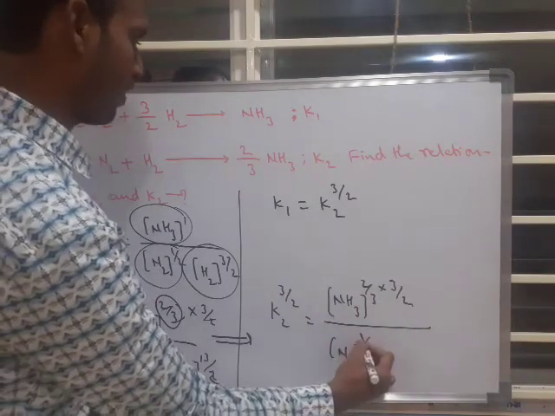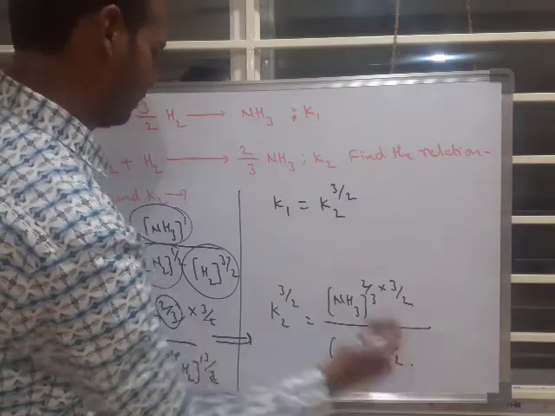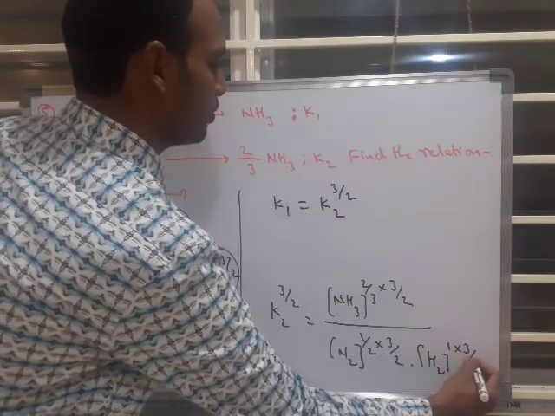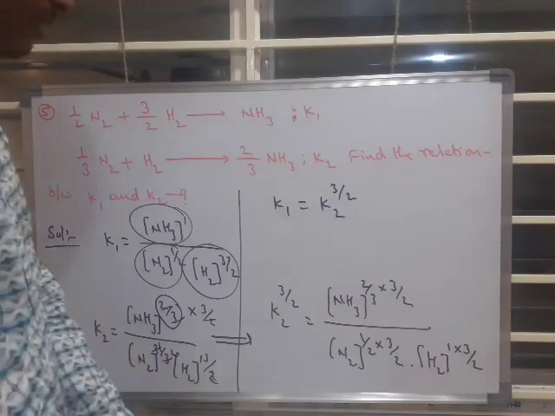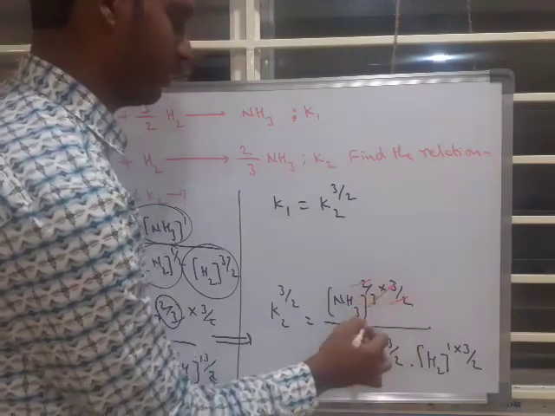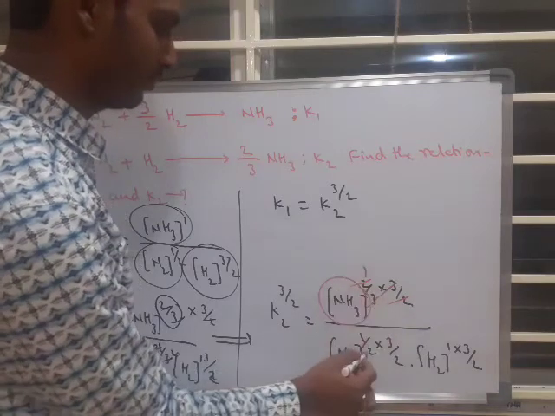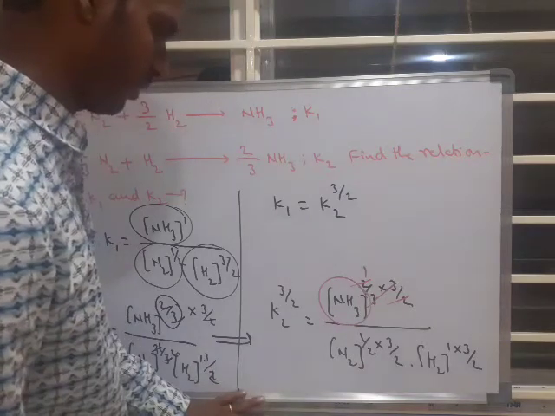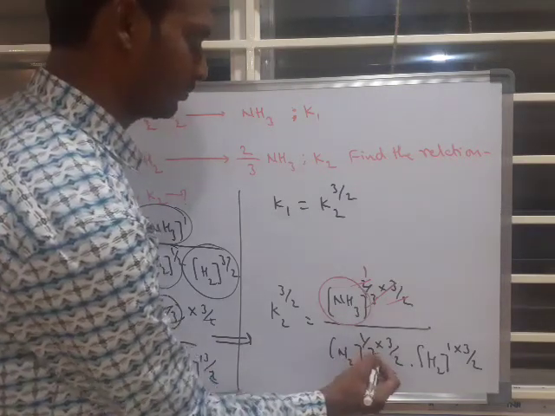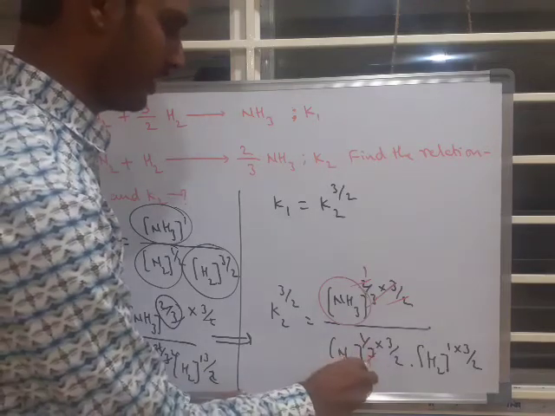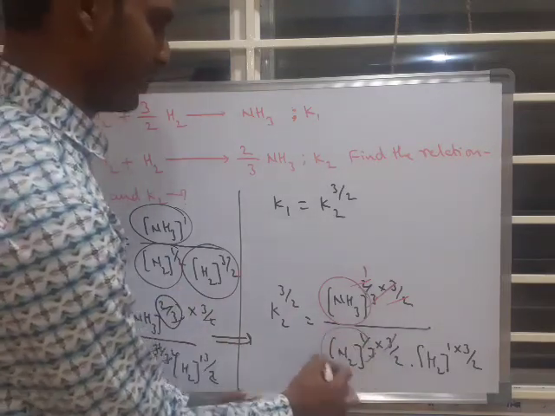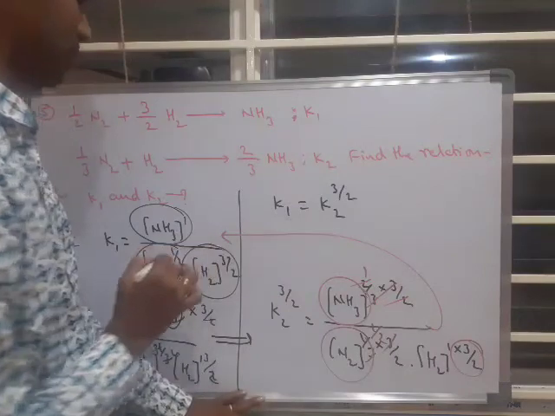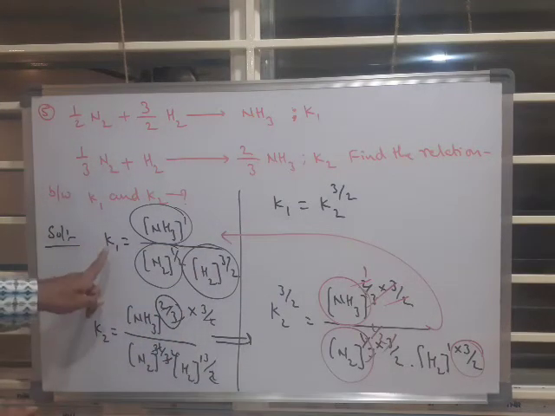N2 has power 1 by 2, so again 3 by 2 times the H2 power, and H2 power 1, so 1 into 3 by 2. Just this calculation: 3 by 2, the 2s and the 3s get cancelled. So NH3 power 1. Sorry, here it is 1 by 3, not 1 by 2. Here 1 by 3 is there, so again 3, 3 get cancelled, 1 by 2. So overall we will get 1 by 2, and here already 3 by 2. So this is exactly equal to equation 1, the equation of K1.